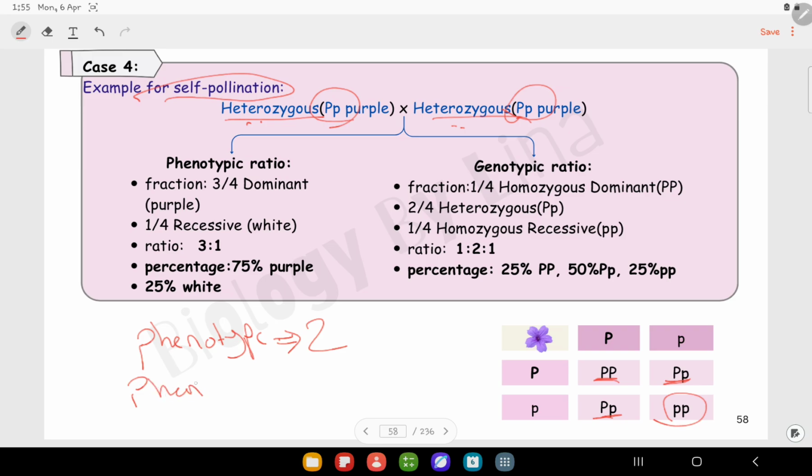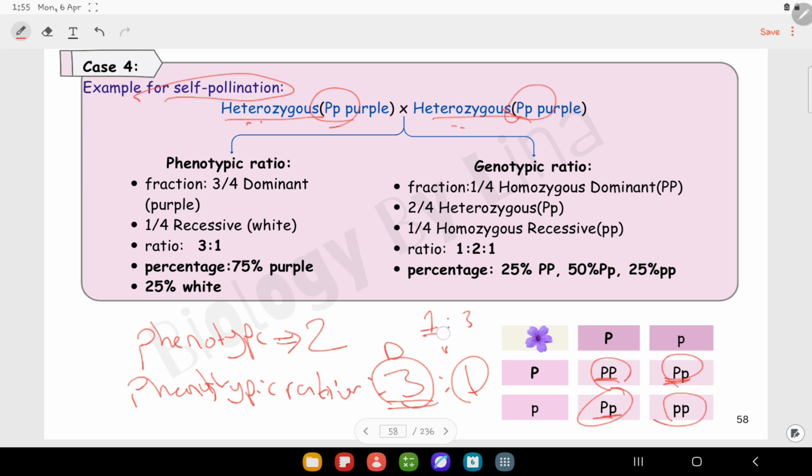If the question asks about the phenotypic ratio, what will the ratio be? Three of them are purple and one of them is white. So three are dominant and one is recessive. We focus not on the letters, but on the different appearance of the organism. We have three purple to one white, or if we say recessive to dominant, we can say 1 to 3, white to purple. This is the phenotypic ratio and the different types of phenotype that appear when you cross hetero with hetero.